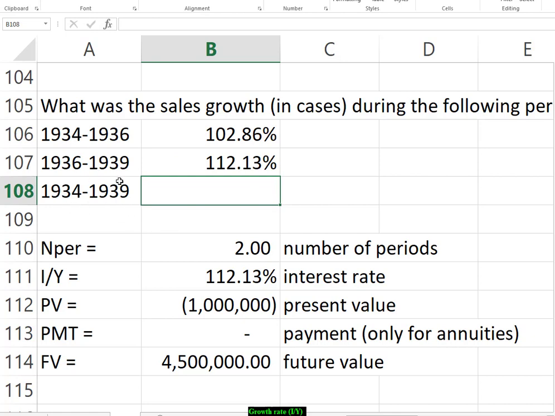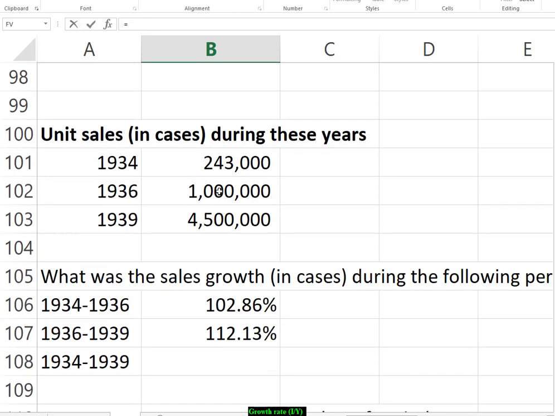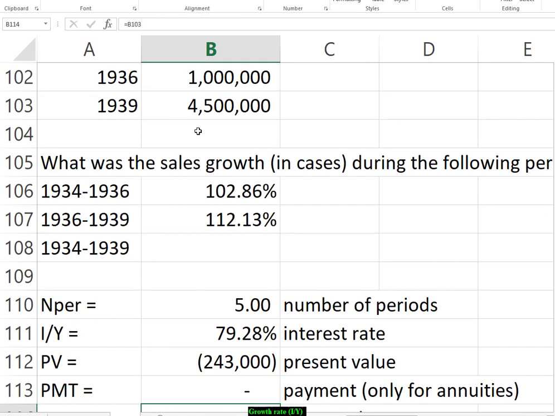And then now we have 5 years in this one. So we have 5 years here. We begin in 34. So our present value is negative 243. And our future value is 4.5 million, like here. And then we find that it is 79.28%.